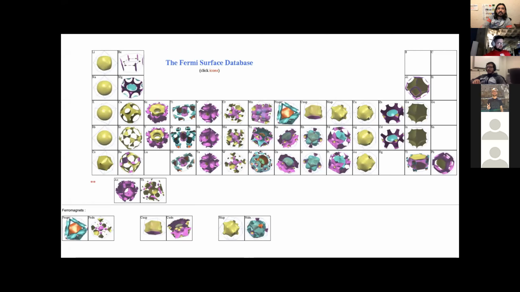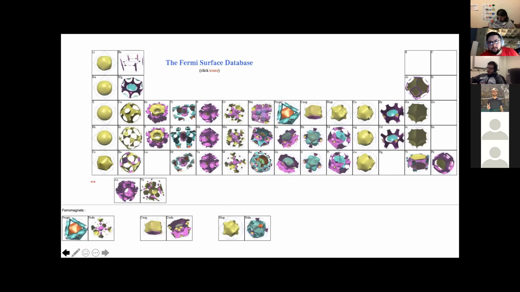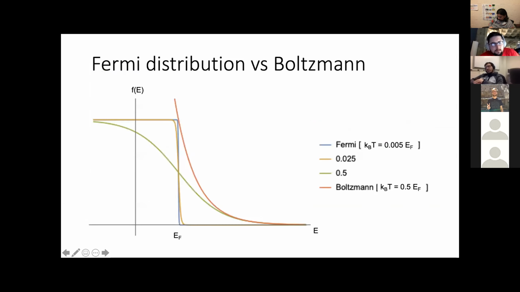All right, so this is the periodic table of Fermi surfaces. So do you see my mouse? Yes. All right, so let me go back. There we go. All right, so here you see this is lithium all the way down to cesium.